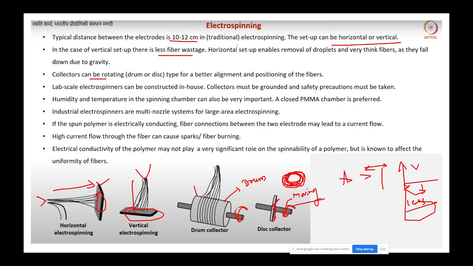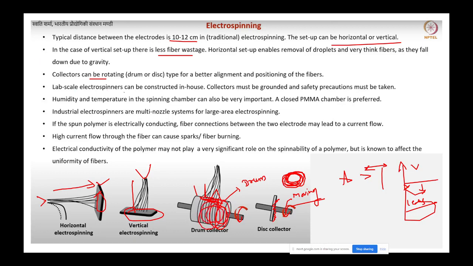So collectors can be rotating. What you will get when it is rotating: suppose if it is not rotating, then you will only get a collection of your fiber somewhere near, which is continuously exposed to the collector. But if it is rotating, then you will get a uniform collection of your fibers throughout the drum. So this is the main reason for rotation.